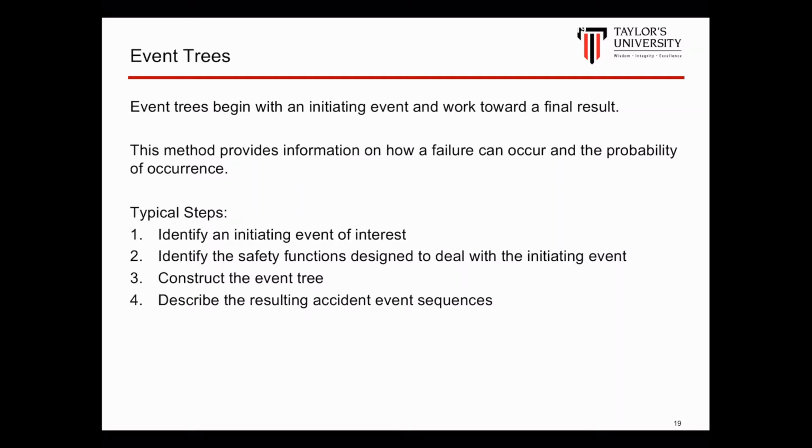The typical steps are: you identify what initiates the event, and then we identify the safety functions designed to deal with this event. Then we construct the event tree and look at the results of this. The next thing is we describe the resulting accident event sequences. If the appropriate data are available, this procedure is used to assign numerical values to the various events. This is very effective to determine the probability of certain sequences of events and decide what improvements are required, which you can see in the next example.